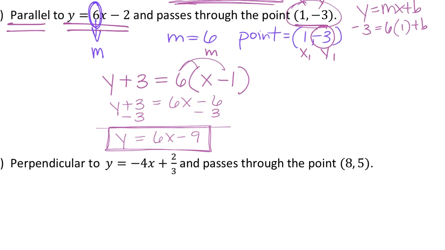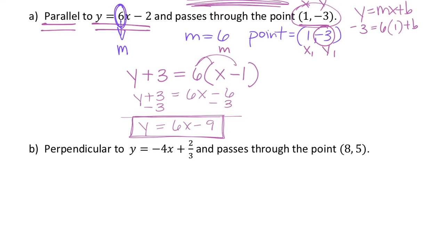Okay, what do you know about perpendicular lines? Opposite reciprocal. So currently in this equation, what is our slope? -4. Okay, this is our slope. I want the perpendicular slope. What's our new slope going to be when we write our equation?